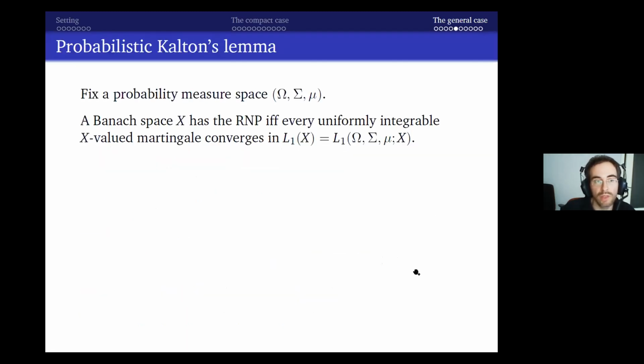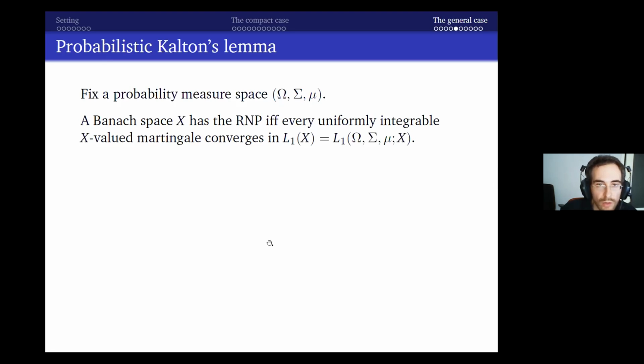And for the Radon-Nikodym property, which is the other one mentioned in the title of the talk, we can do something similar. Here, we need to use the martingale characterization of the Radon-Nikodym property. So whenever we have a probability measure space like this, we say that a Banach space X has the Radon-Nikodym property if every uniformly integrable X-valued martingale converges in the corresponding L1 space. In fact, this has to hold for every possible probability measure space. I think that it's in fact enough if it holds for the measure space given by the unit interval with the Lebesgue measure. So correct me later if I'm wrong. But I will just not write this for simplicity.